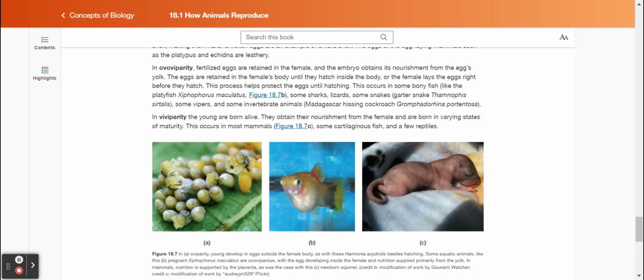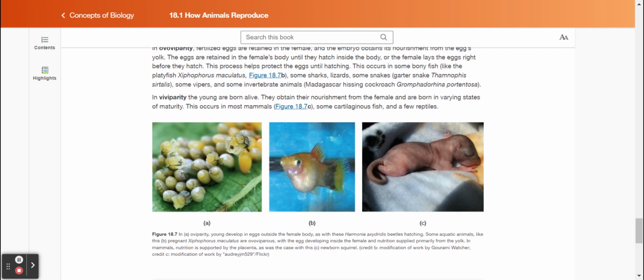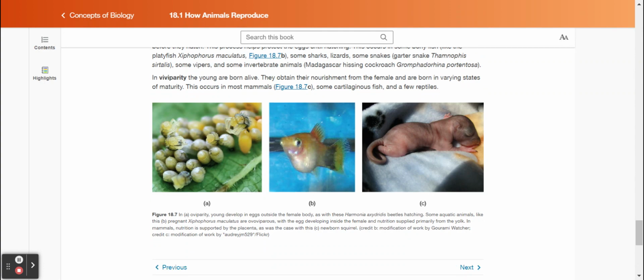This occurs in some bony fish, like the platyfish Xiphophorus maculatus, some sharks, lizards, some snakes, the garter snake Thamnophis sirtalis, some vipers, and some invertebrate animals, like the Madagascar hissing cockroach Gromphadorhina portentosa. In viviparity, the young are born alive. They obtain their nourishment from the female and are born in varying states of maturity. This occurs in most mammals, some cartilaginous fish, and a few reptiles.